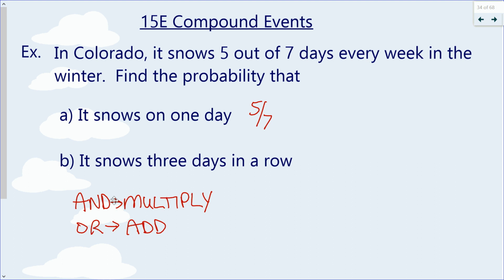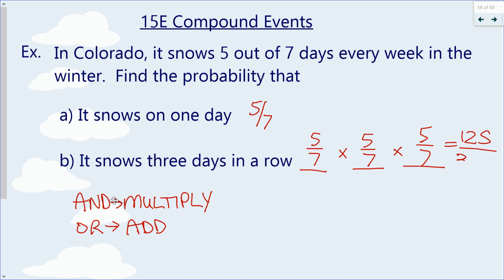So the probability it snows 3 days in a row. For each of those 3 days, I'm going to put a line. So you want to know the probability it snows one day and another day and another day. So it's 5 sevenths times 5 sevenths times 5 sevenths. Multiplying the numerators, you get 125. Denominators, you get 343.